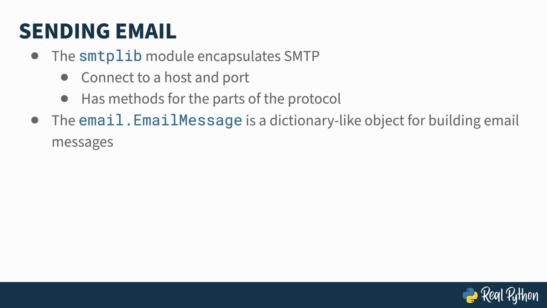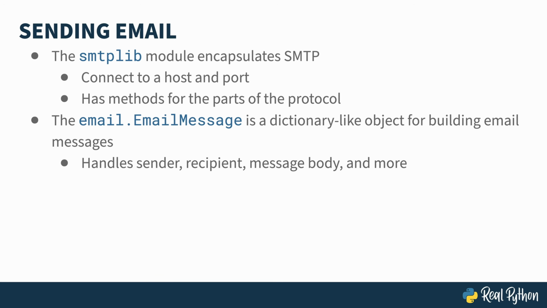For more complex messages, there's a lot of stuff you have to fill in, so to help with that, Python's email module has the EmailMessage class. This is a dictionary-like object you can use to build email messages. You can use it to specify who you are, who is getting the message, what goes in the body, and more. Then once you've got your email message object built, you pass it to the SMTP object's send_message method, and it connects to the server and sends the mail for you. Let's go write some code that emails Alice.